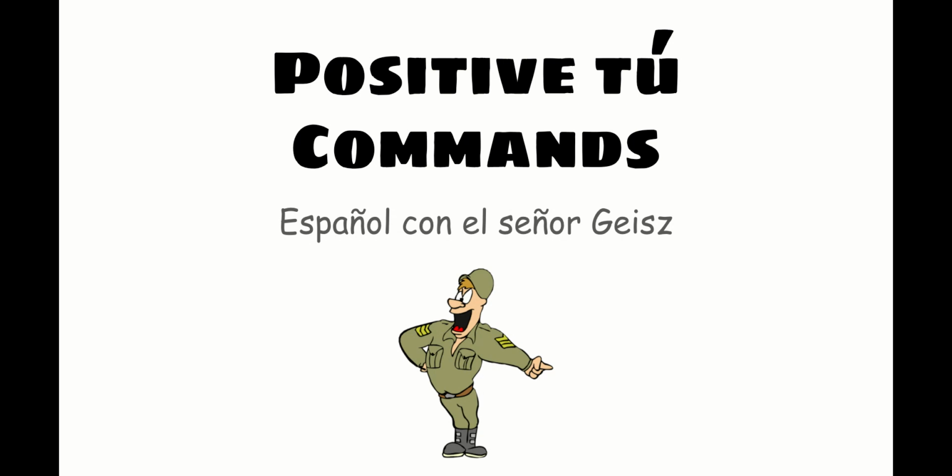In this video, we're going to be talking about positive tú commands. Commands are when you're telling people to do things. So we're going to learn how to conjugate verbs to form the command form. And we're going to learn how to do this with regular verbs, stem changing verbs, irregular verbs, and reflexive verbs, all in this video.